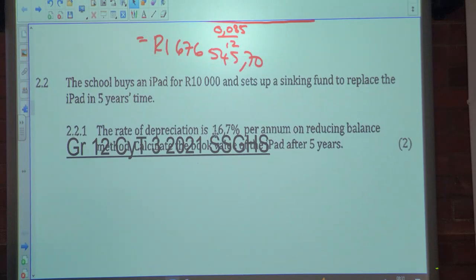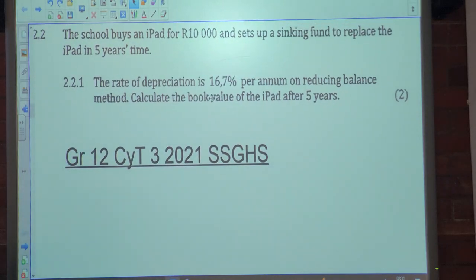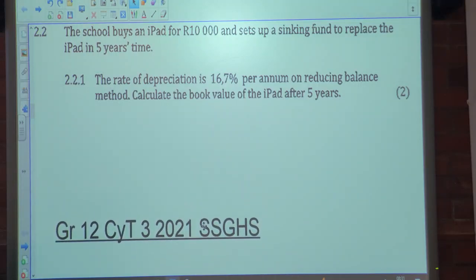Look at 2.2. Here we are told that a school buys an iPad for 10,000 and sets up a sinking fund to replace the iPad in 5 years' time. The rate of depreciation is 16.7% per annum on the reducing balance method. Calculate the book value of the iPad after 5 years.